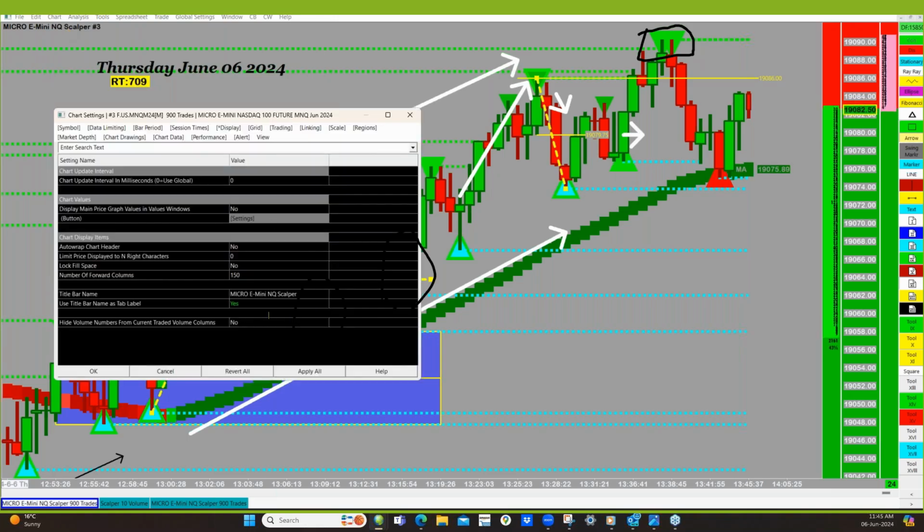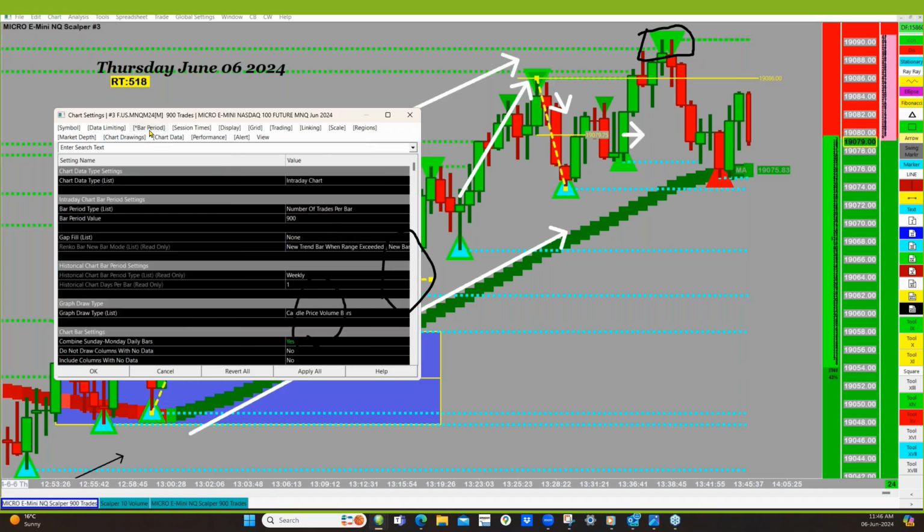And so this here tells you the type. It's micro, E, mini, NQ, and I've labeled it as a scalper. The bar period, if we go to bar period, you're going to notice, now I changed my marker to black. Let me change it back to, let me see, I go to color. I'll go back to, let's go to white here.